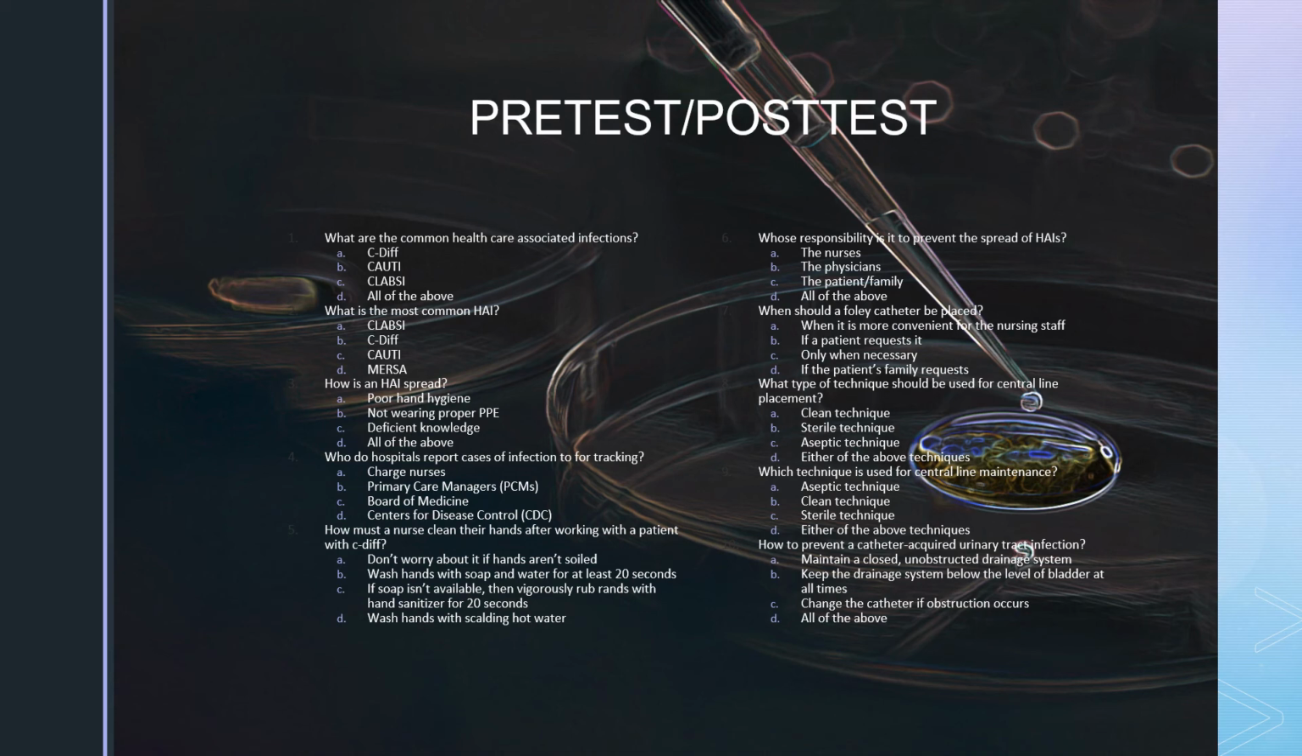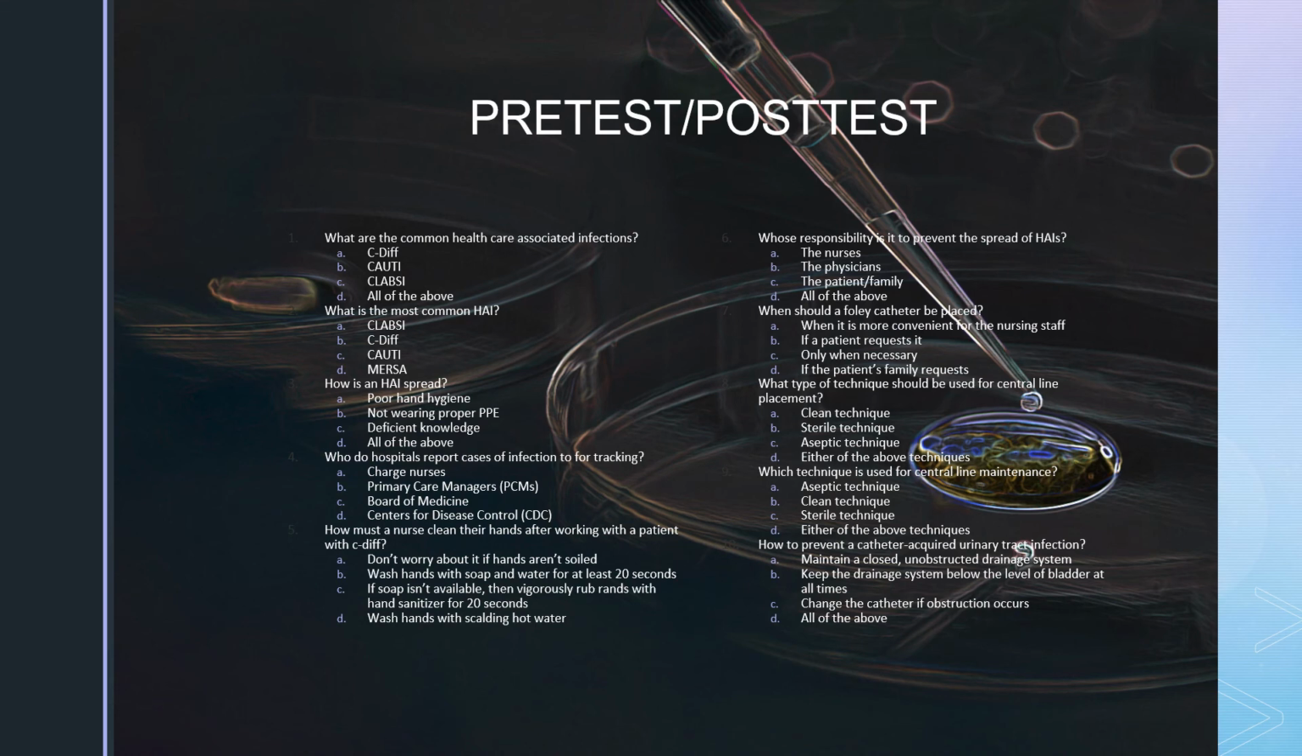When should a Foley catheter be placed? A. When it's more convenient for the nursing staff. B. If a patient requests it. C. Only when necessary. Or D. If the patient's family requests. C. Only when necessary.